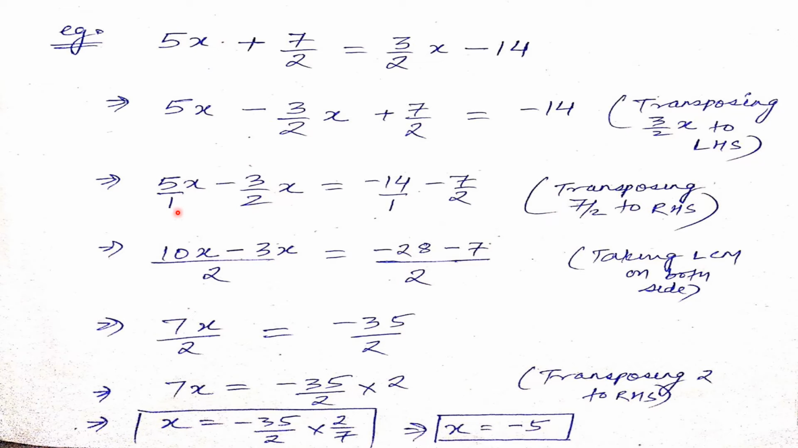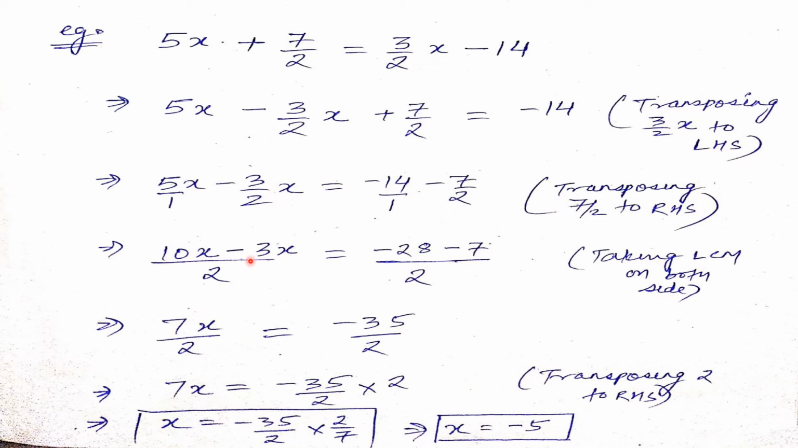To simplify this, I have written 1 in the denominator. We can write this because it is not changing the number. Now this will help me to take the LCM of 1 and 2. The LCM of 1 and 2 is 2. So 1 twos are 2, therefore 2 fives are 10x, minus as 2 ones are 2, therefore 3 ones are 3x.